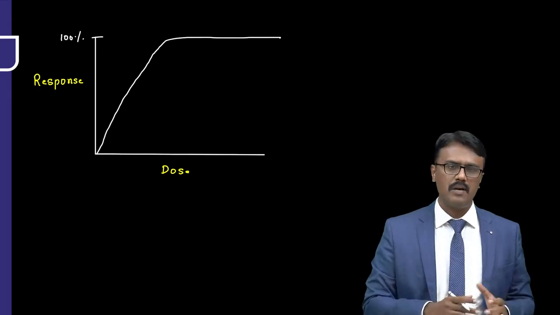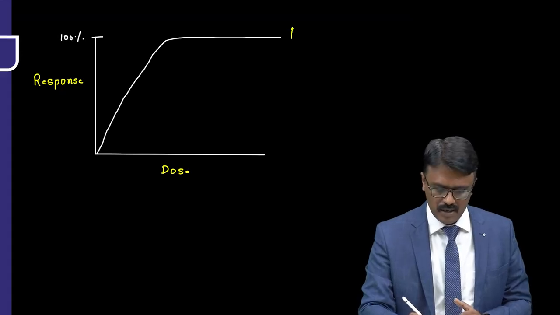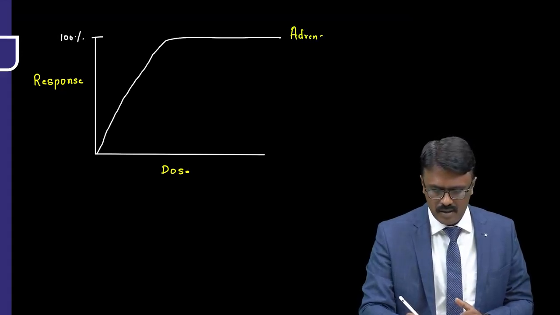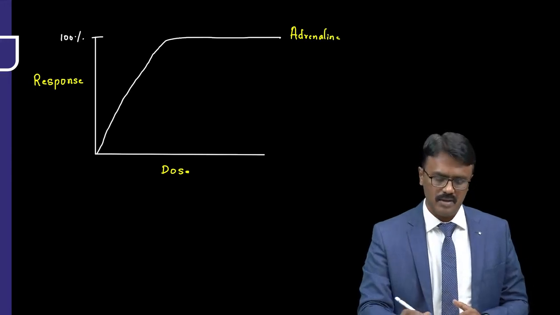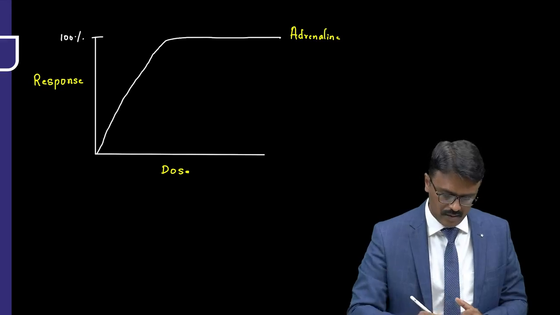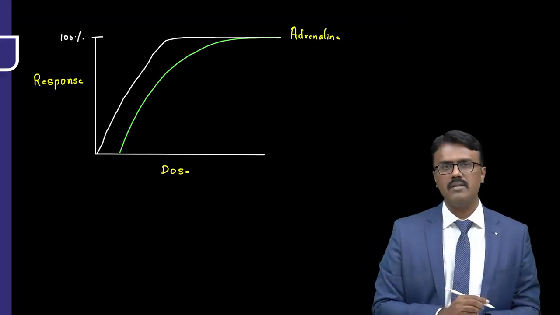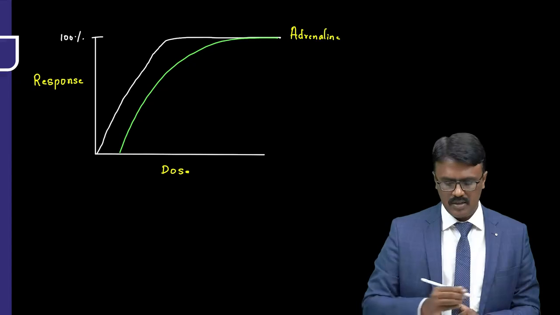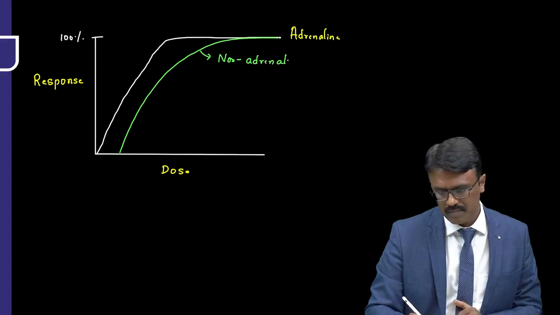Now, what are the drawbacks of this? For example, this represents adrenaline action. I want to compare one more drug with this. Suppose I want to compare noradrenaline action. What happens? I'll take a different color. Both the graphs will overlap. So noradrenaline graph and adrenaline graph overlap, and I cannot compare them.